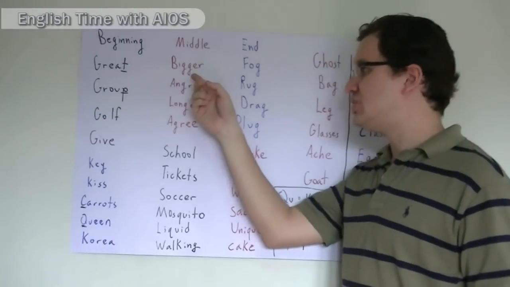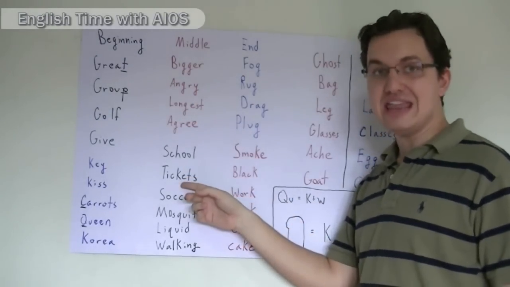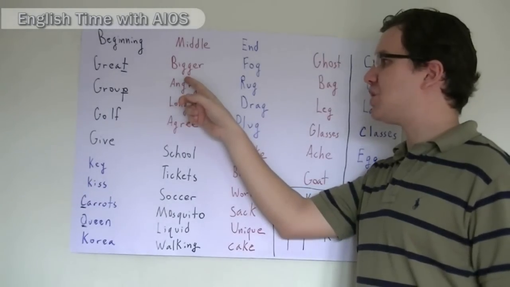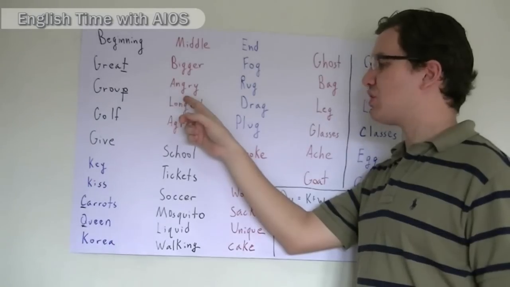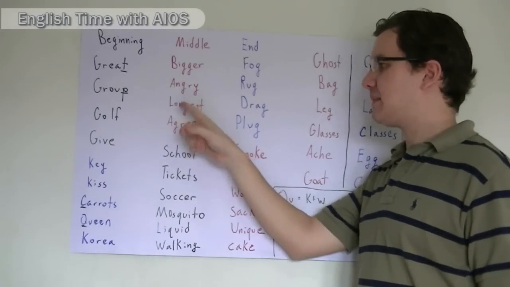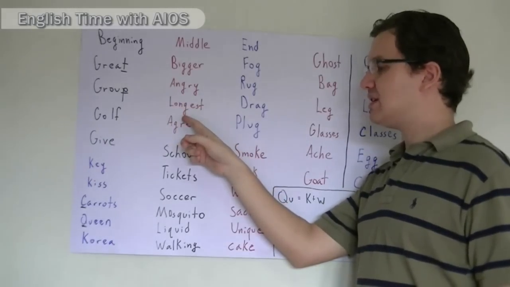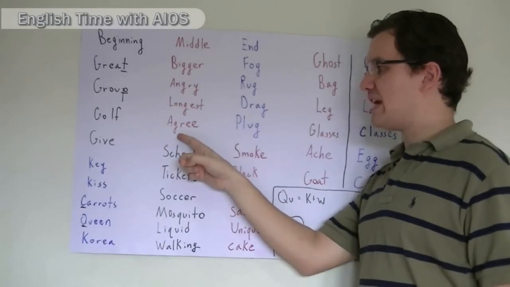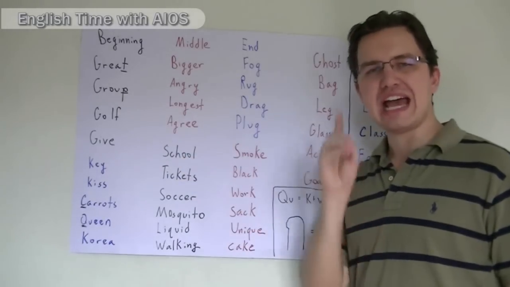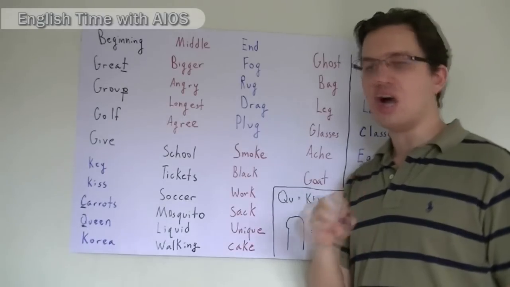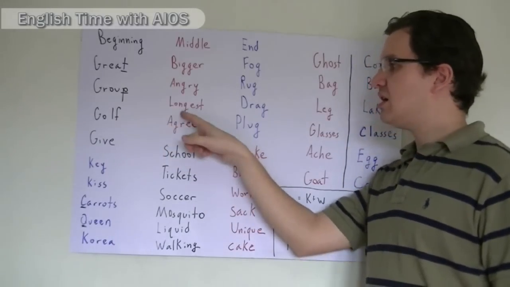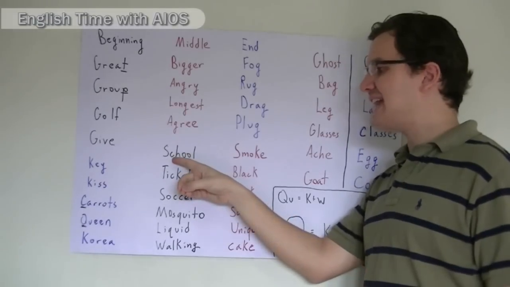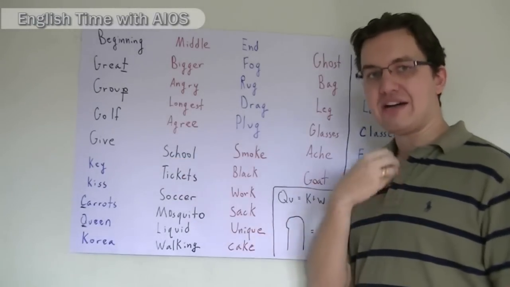Let's look at G and K sounds in the middle of a word. Bigger, bigger. Angry, angry. Longest, longest. Agree, agree. Remember the G has sound. Gr, gr. Agree. Longest. G.